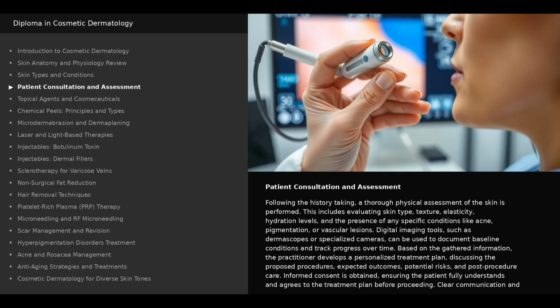Clear communication and patient education are key throughout this process.